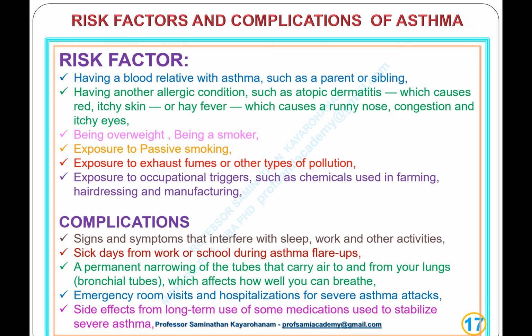Next slide, risk factors and complications of asthma. First, risk factors. Having a blood relative with asthma, such as a parent or sibling. Having another allergic condition, such as atopic dermatitis, which causes red, itchy skin, or hay fever, which causes a runny nose, congestion and itchy eyes.